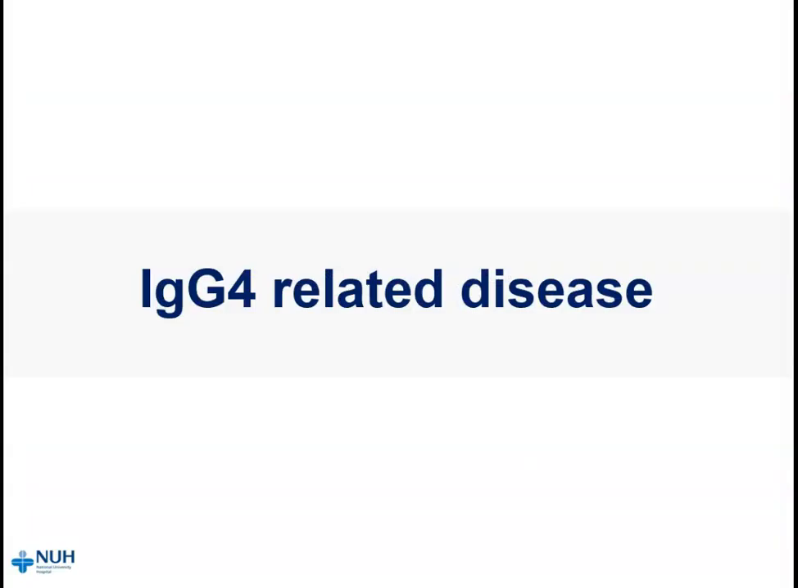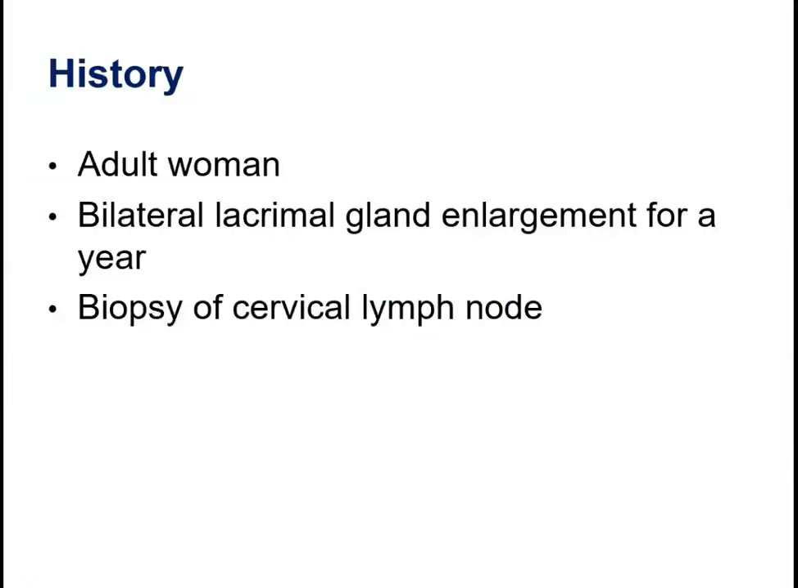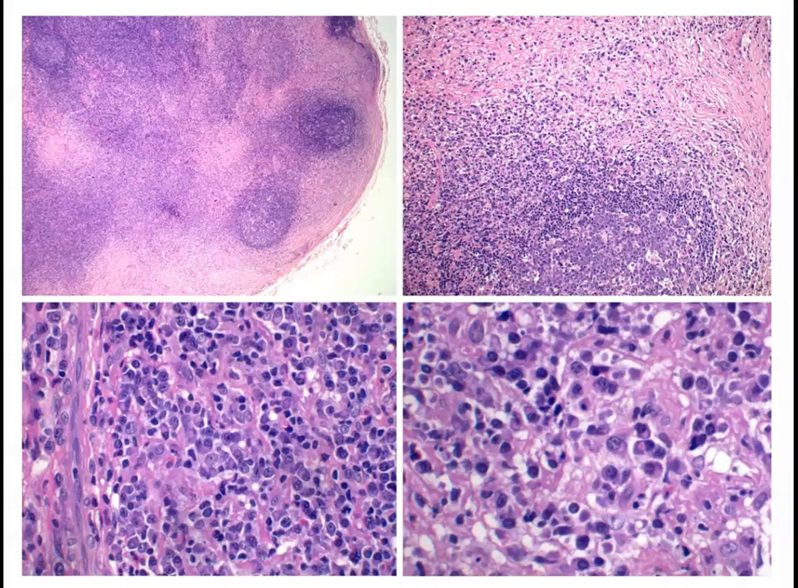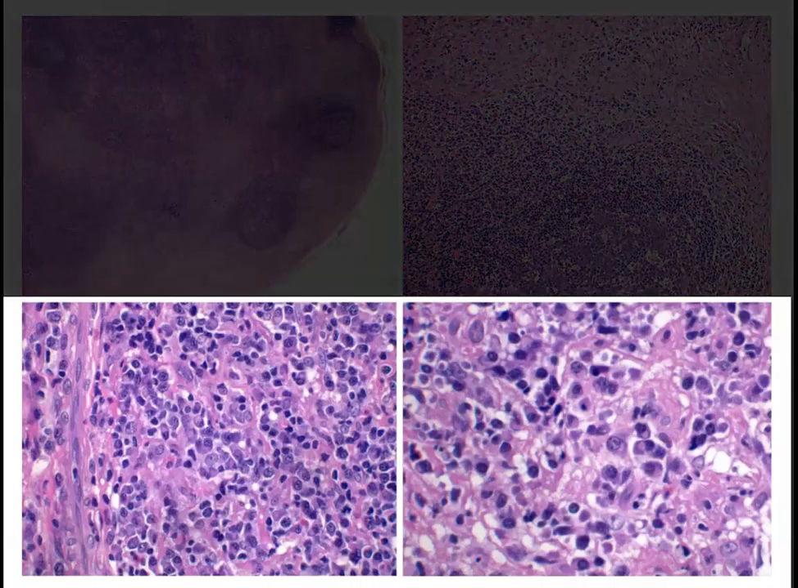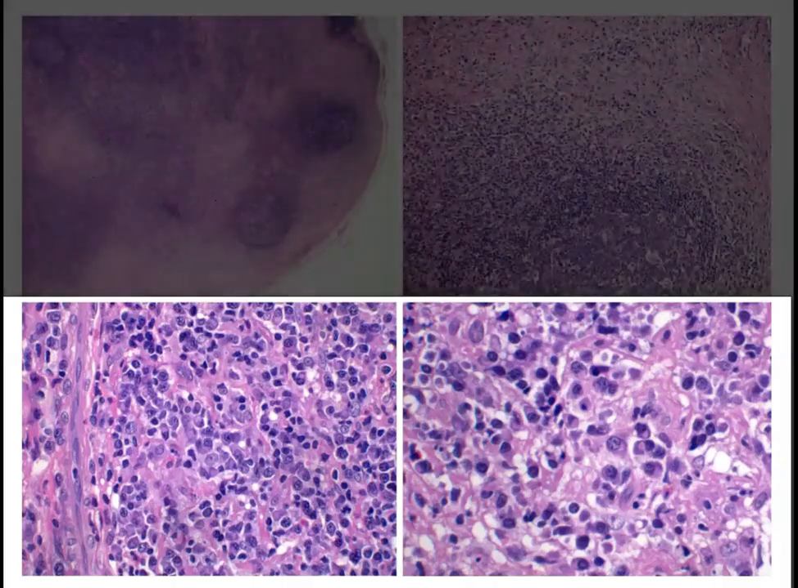Next, we move to the group of IgG4-related disease. This is an adult lady who presented with bilateral lacrimal gland enlargement for a year. Biopsy of the cervical lymph node shows scattered follicles with preserved germinal centers. The interfollicular region contains numerous plasma cells in a fibrotic stroma.